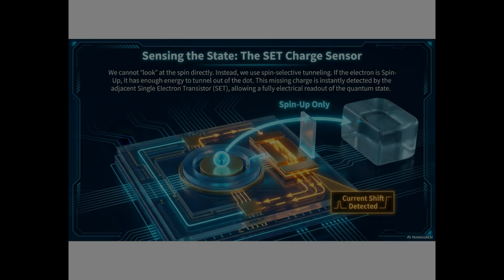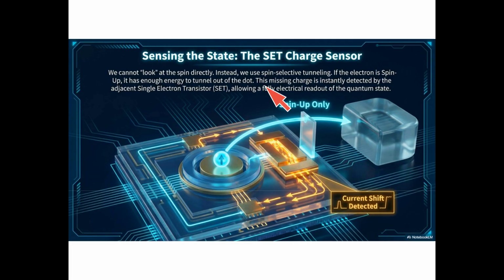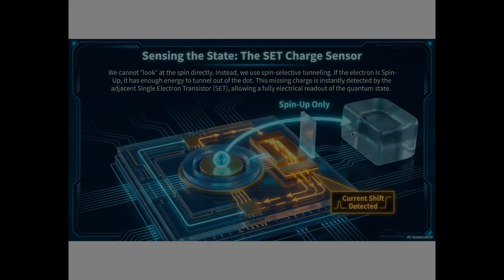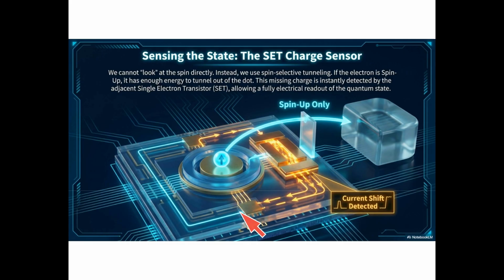A spin-up electron tunnels out, labeled here as spin-up only, traveling through this energy filter. The SET immediately detects the missing charge as a sudden shift in its source-drain current, shown in this readout waveform box. The current jumps from one level to another in microseconds. A spin-down electron lacks the energy to tunnel, so no current shift occurs.